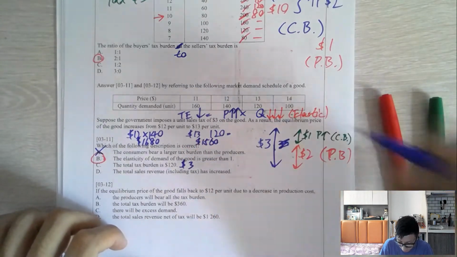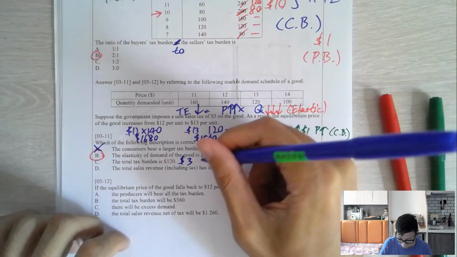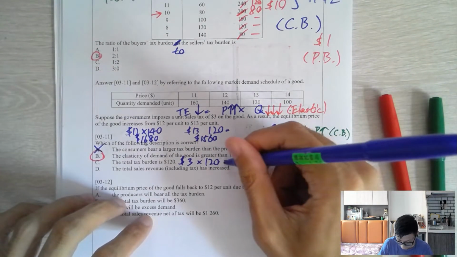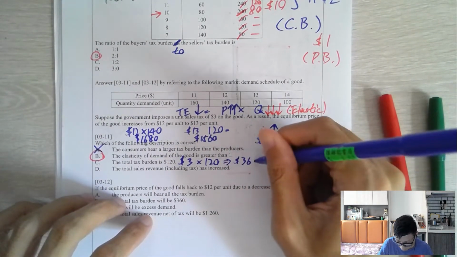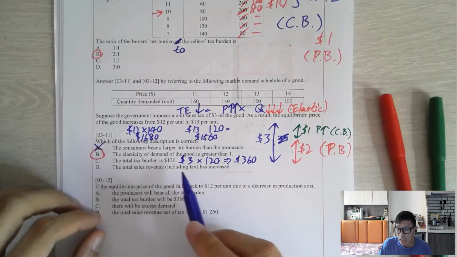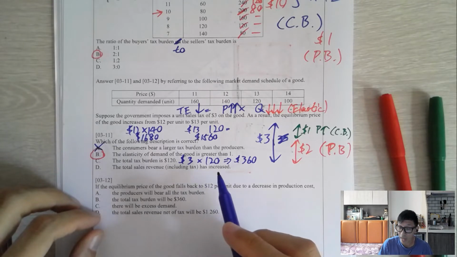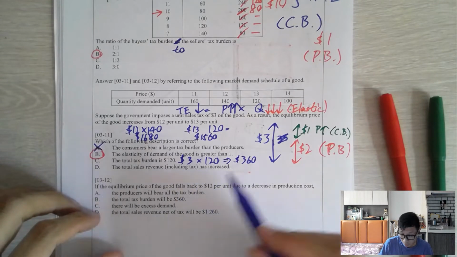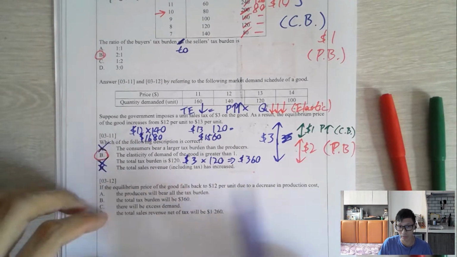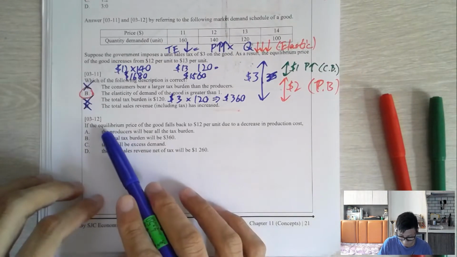Total tax burden, how do we calculate? Tax is $3. We are selling 120 units. In fact, the total should be 360. Okay? Total sales revenue, including tax，佢話計埋稅啦，has increased. Definitely not，肯定唔會啊。Okay? We know this is not correct. Okay? 好嘛？好啦，then next one.